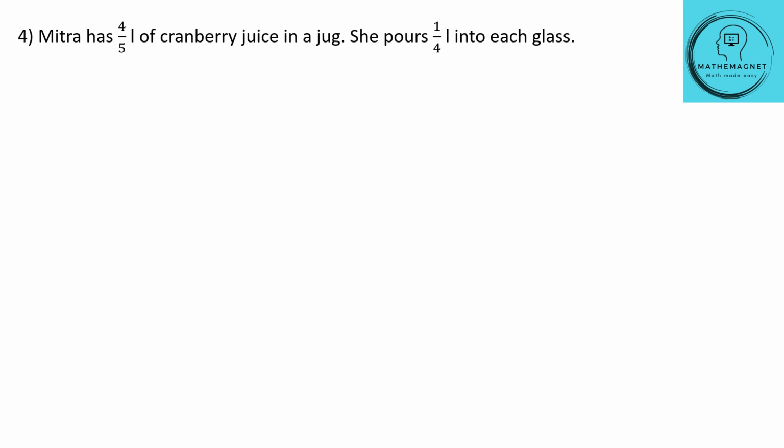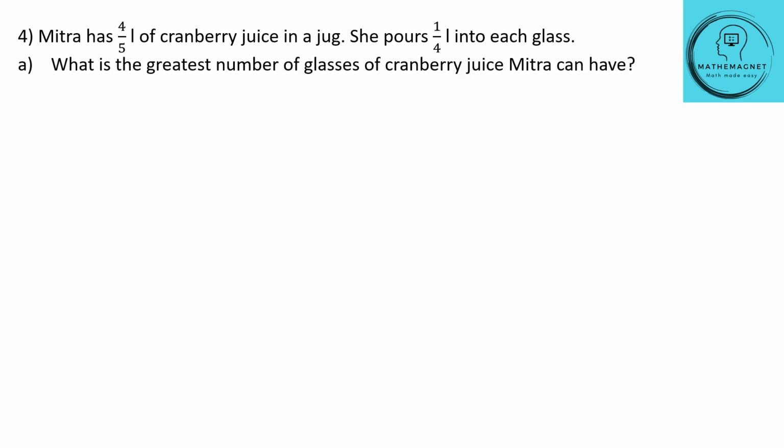The next question, 4. Mitra has 4/5 liters of cranberry juice in a jug. She pours 1/4 liters into each glass. Now question A is, what is the greatest number of glasses of cranberry juice Mitra can have? And question B is, how much cranberry juice will there be left in the jug? Now let's see how to go about solving this.